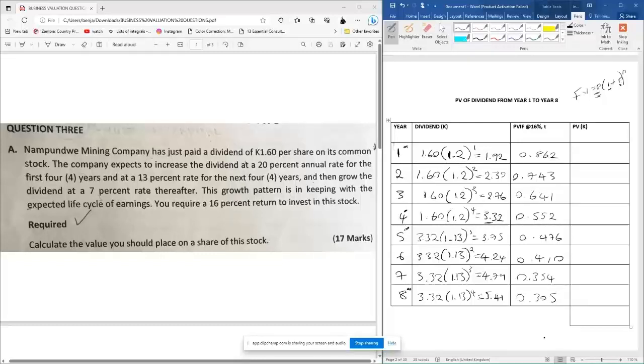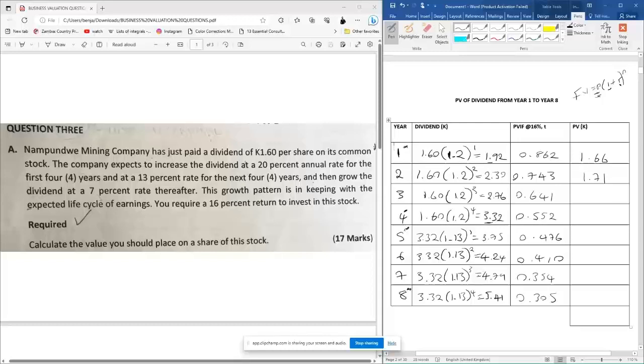So let's do that. When we multiply this present value interest factor of 0.862 times 1.92, which is the dividend in year 1 that has grown at 20%, so 1 kwacha 92 ngwe times 0.862 will give us a present value of 1 kwacha 66 ngwe. All right, and then we'll do the same for year 2. So 0.743, which is the present value interest factor for year 2, times our dividend for year 2, which is 2 kwacha 13 ngwe, will give us a present value of 1 kwacha 71 ngwe.